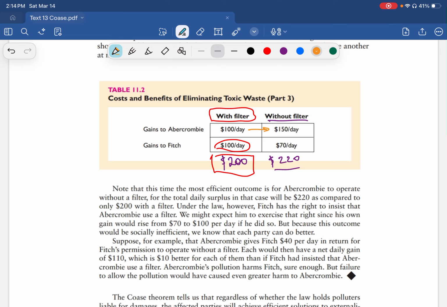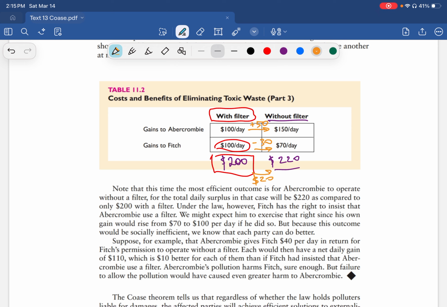So first we need to look at those numbers and see that as they go from the inefficient situation, which in this case is using a filter, which apparently is too expensive for what it does, Abercrombie will gain $50, right? Plus 50. We know that Fitch is going to lose because he will be going from 100 to 70, so he will lose 30. Still, there is some room to compensate Fitch in this situation. We can also notice that as we're going from the inefficient to the more efficient situation, the overall gain is again $20, right?